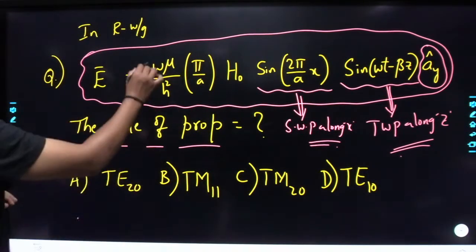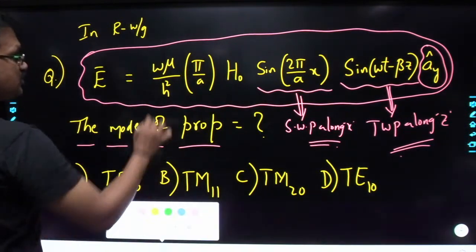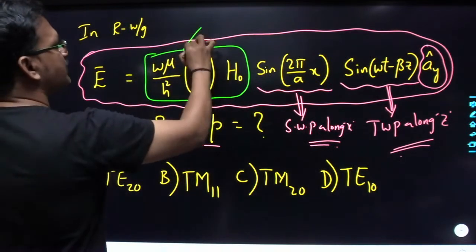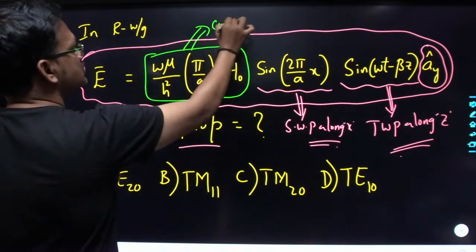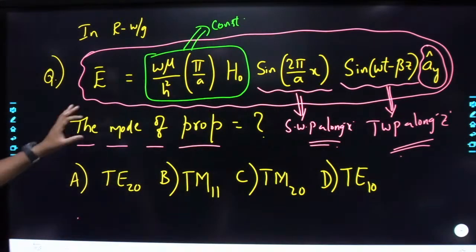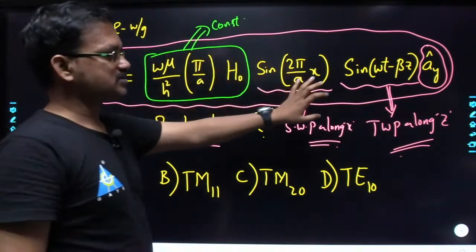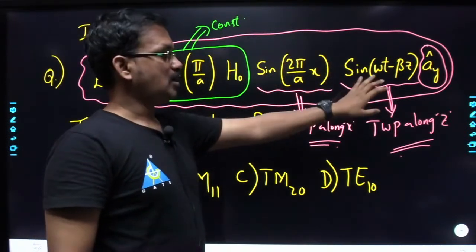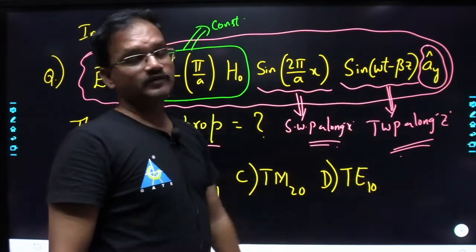And here this is nothing but some constant, omega mu by h square into pi by a into H naught is nothing but some constant. So they have given some real time solution here, right? Okay, some constant multiplied by standing wave pattern along x. There is no standing wave pattern along y, and the traveling wave pattern will be along z.